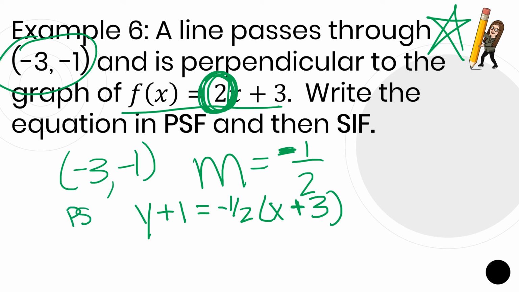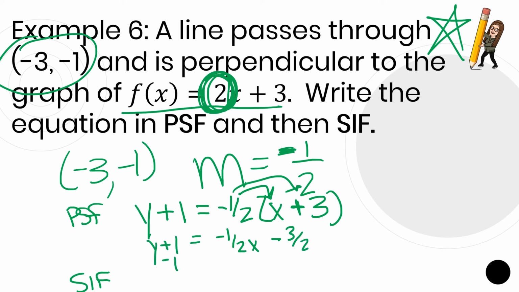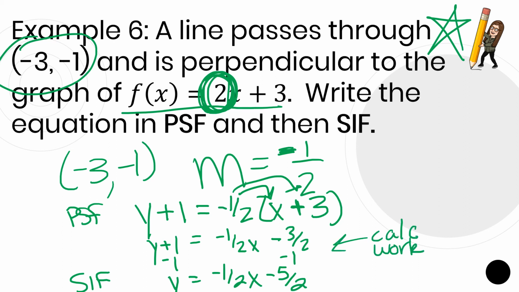That's our PSF. Now to get to SIF, we need to solve for y. So let's start by distributing. Negative 1/2 x minus 3/2. Drop down the left side. I'm going to subtract 1 over. y equals negative 1/2 x. Negative 3/2 subtract 1 is negative 3/2 minus 2/2, which is negative 5/2. So use calculator or show work, or think of it visually to get to that negative 5/2. So I now have an equation in y equals mx plus b form, which is what I needed.